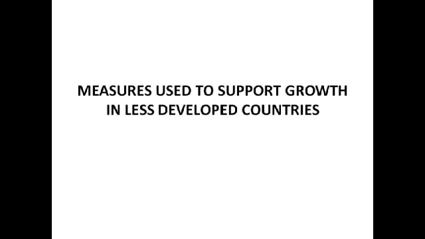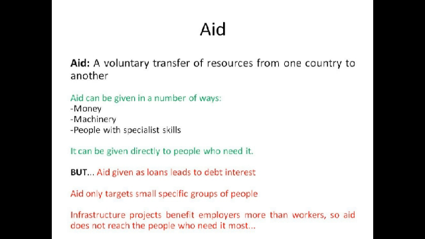And this is the last section, so what measures are used to support growth in less developed countries? The two main methods of supporting growth are aid and trade. We can look at aid first, which is a voluntary transfer of resources from one country to another, and it can be given in a number of ways, so money, machinery and people with specialist skills, and this will work to increase productivity, and it can also be given directly to people who need it, rather than just the government who might take it away.